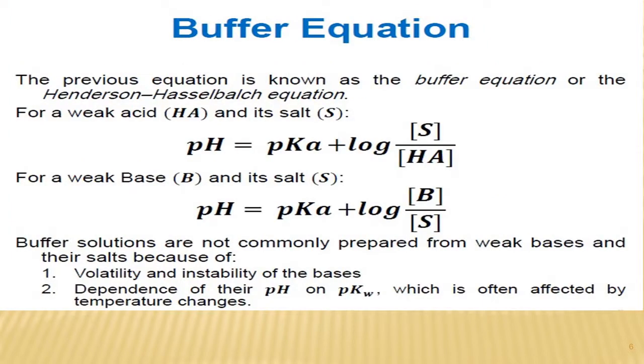The previous equation is known as the buffer equation. As we know, the name of Henderson-Hasselbalch equation for the weak acid and weak base. You can take a look at this equation, the pH equal to the pKa plus log salt over acid, and for the weak base it will be pH equal to the pKa plus log base over salt.